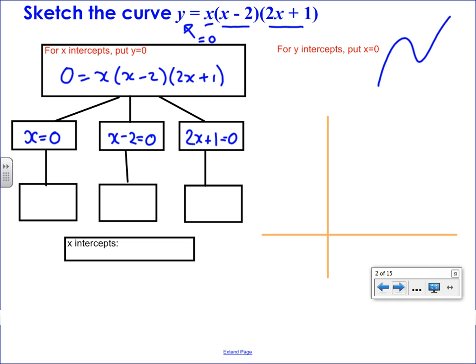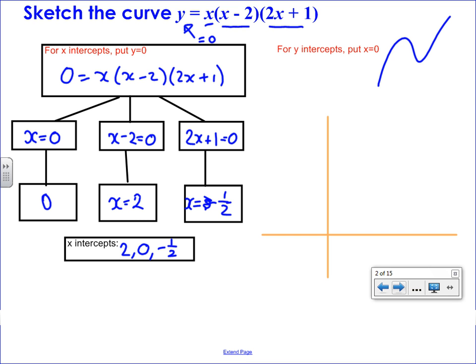Well, this one's obvious. x is 0. Here x is 2. And in here x is minus a half. Great. So we've got our x-intercepts at 0, 2 and minus a half. Brilliant. So do you want to put those on as dots?